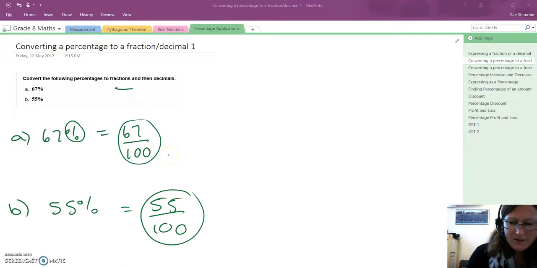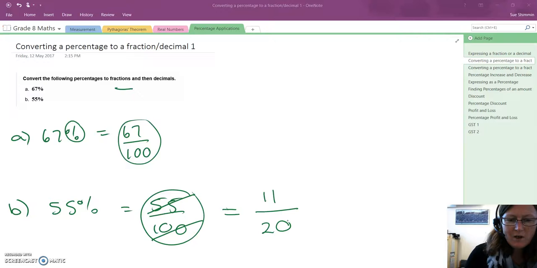In the first case, the answer is no, there is no number that goes into both of them. But in this second case, 5 goes into 55 11 times and 5 goes into 100 20 times. So we always need to remember to write our fractions in simplest form.